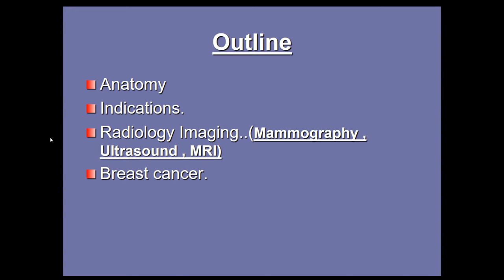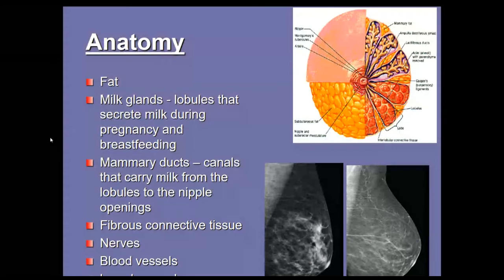Okay, so in anatomy, as you can see here, there is an X-ray and there is an anatomical representation. The breast tissue consists of mainly fat, milk glands, mammary ducts, the connective tissue, nerves, blood vessels, and lymph vessels. If you compare it with X-ray, this is an X-ray, or you call it a mammogram. So this is the mammogram X-ray of the breast.